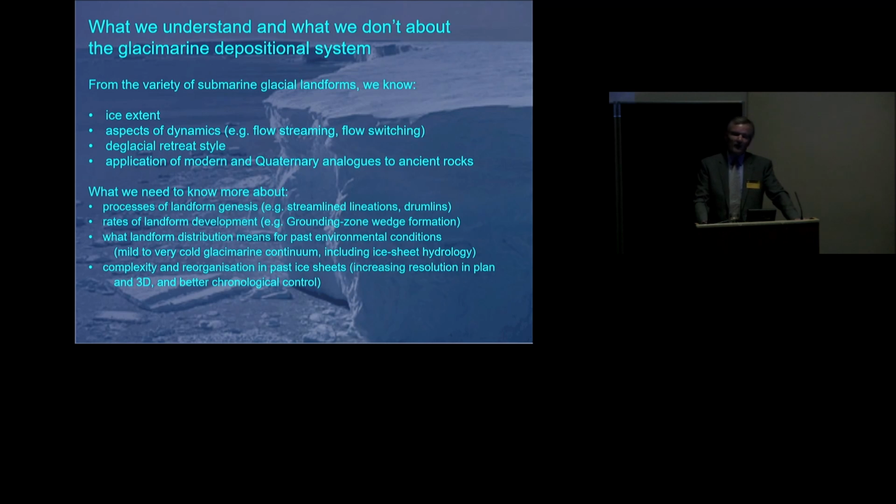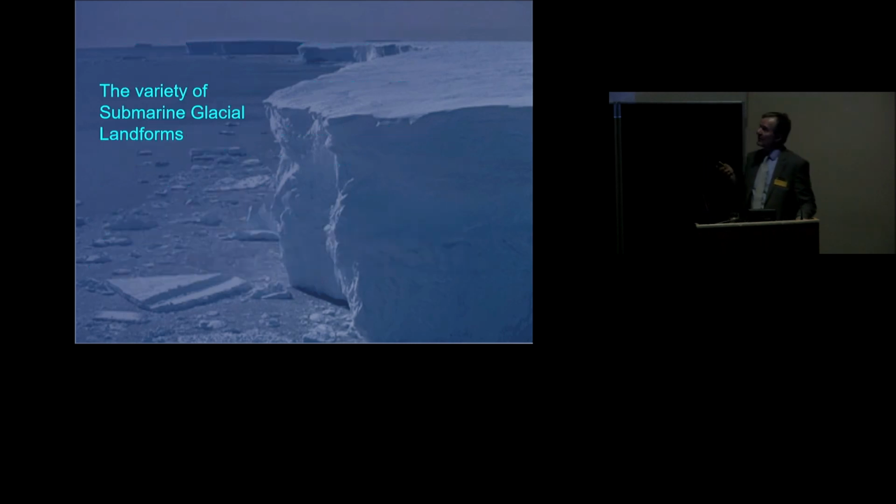But, and of course this is one of the things we all appreciate about science, there is much more that we need to know. Firstly, we don't know enough about processes of landform genesis, often because these processes are hidden under several kilometres of ice. We need to know more about the rates of landform development. This is a chronological problem in part. We want to know what the landform distribution means for past environmental conditions, because this helps us reconstruct paleo-environment and paleo-ice sheets. And also, as we increase the resolution through new geophysical techniques and the refinement of existing ones, we find increasing complexity in the system. So I want to talk a bit about these things now.